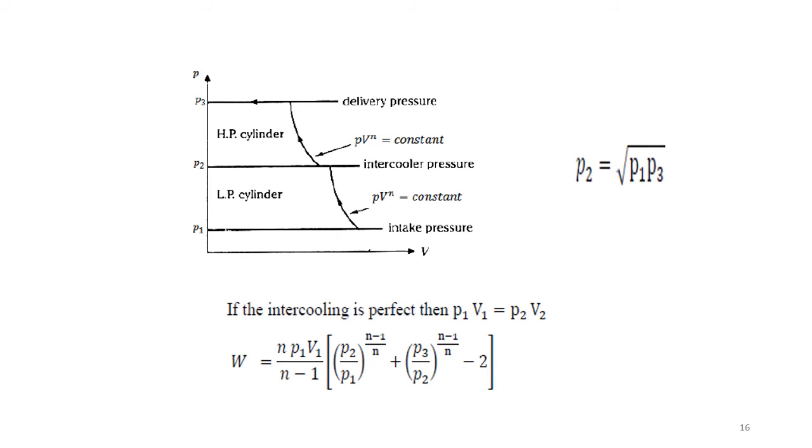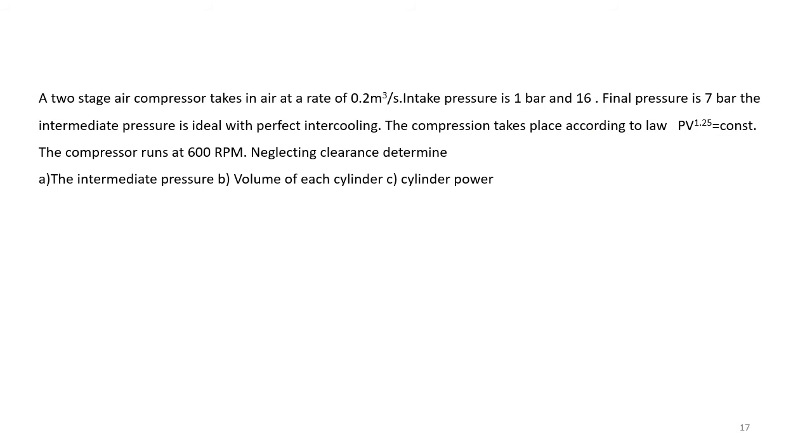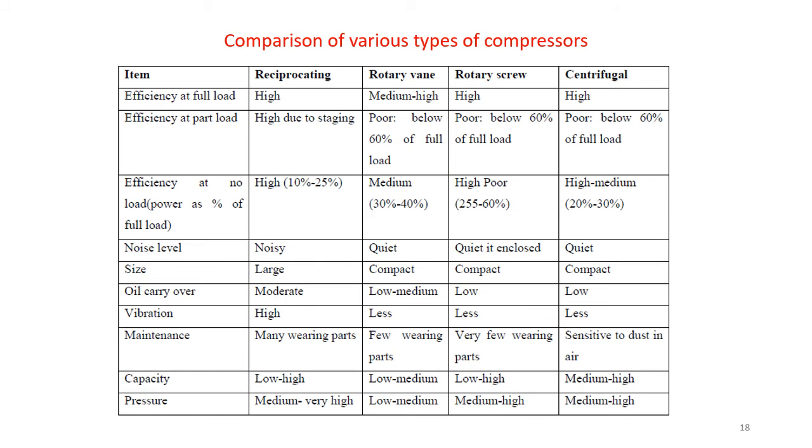So usually this is a stage wise compression which is given, and the average pressure is nothing but the square root of initial pressure and delivery pressure. So P2 is equal to the square root of P1 times P3, and this is the formula which is used to calculate the work done during multi-stage compression. There is a simple problem which you can study later on. We shall study that problem in later lectures.